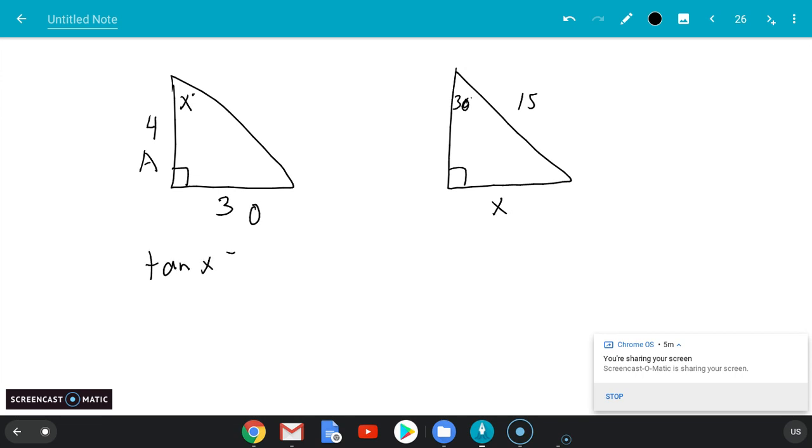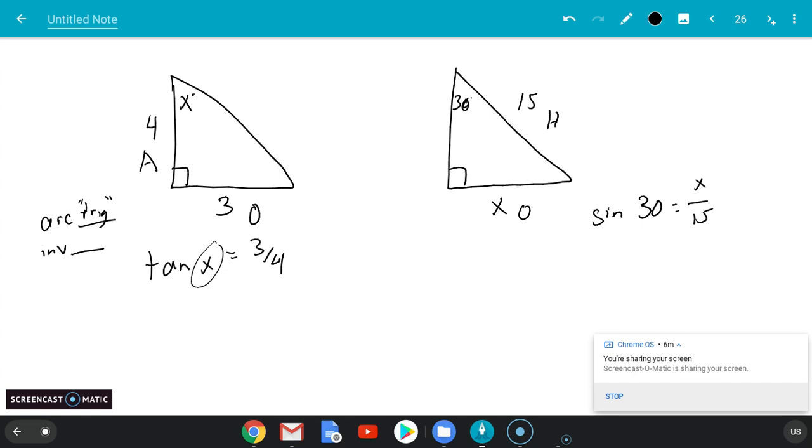But notice this setup here. Whereas this setup here, well, yes, this is opposite and hypotenuse, that's sine. But look at how the setup is different here. Whenever we're trying to find an angle measure, this is when we use the arc or the inverse, whatever trig function. Whenever you're trying to find an angle.